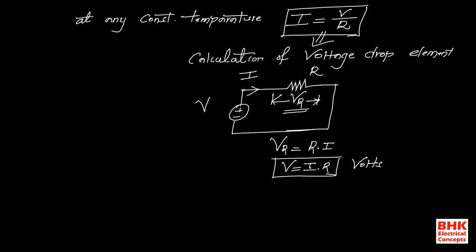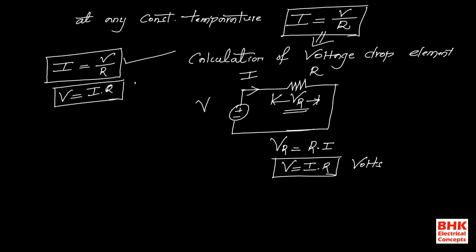Now here, I is equal to V divided by R. This formula is used to find the total current which is flowing in the circuit. V is equal to I into R. This formula is used to find the voltage drop across any element. And we can also use this formula to calculate the value of unknown resistance. For example, in the circuit we don't know the value of resistance. Then to find the value of this resistance, with the help of the current flowing through the conductor and the voltage applied to the circuit, we can find the value of unknown resistance.